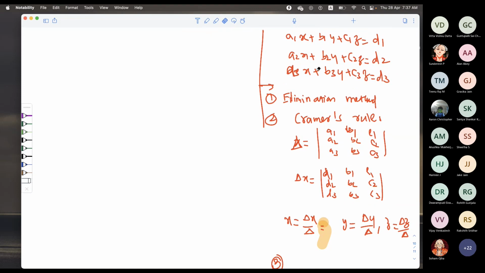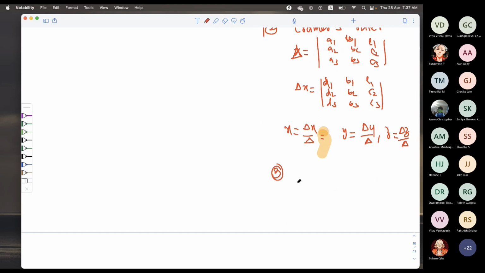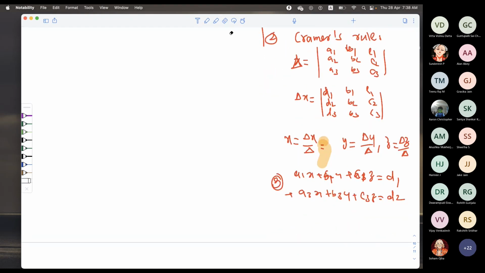Here is one more method. Among these three equations, suppose I take any two equations: a1x plus b1y plus c1z equals d1, and a3x plus b3y plus c3z. Any two equations I may take. If I want to compute x, y, z for the homogeneous system, then I just use it, irrespective of d1, d2, d3.